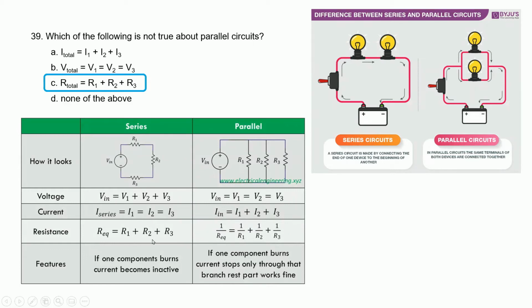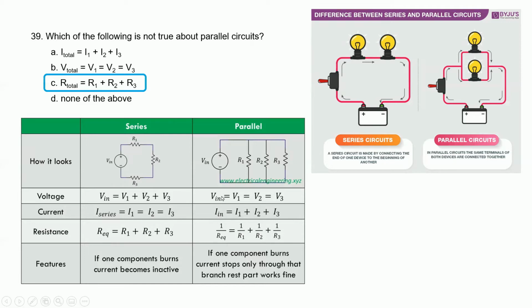For the series first, the voltage is equal to the summation of voltage 1, 2, and 3. So, there is voltage across the terminals. And then, the current is equal in R1, R2, and R3. The equivalent resistance is equal to the summation of the resistances. So, R1 plus R2 plus R3.